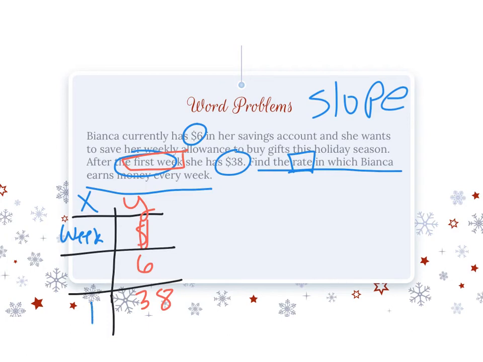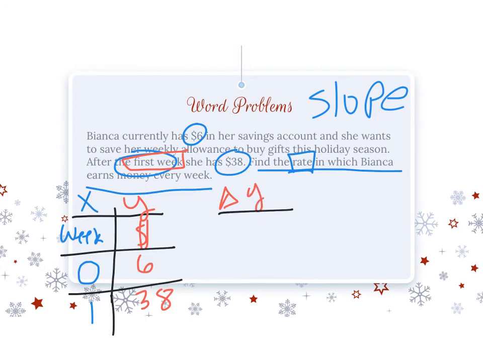So now if 38 is week 1, if we backtrack, when she had $6, that's technically week 0 because that's when she started. Now let's go ahead and find our rate of change.